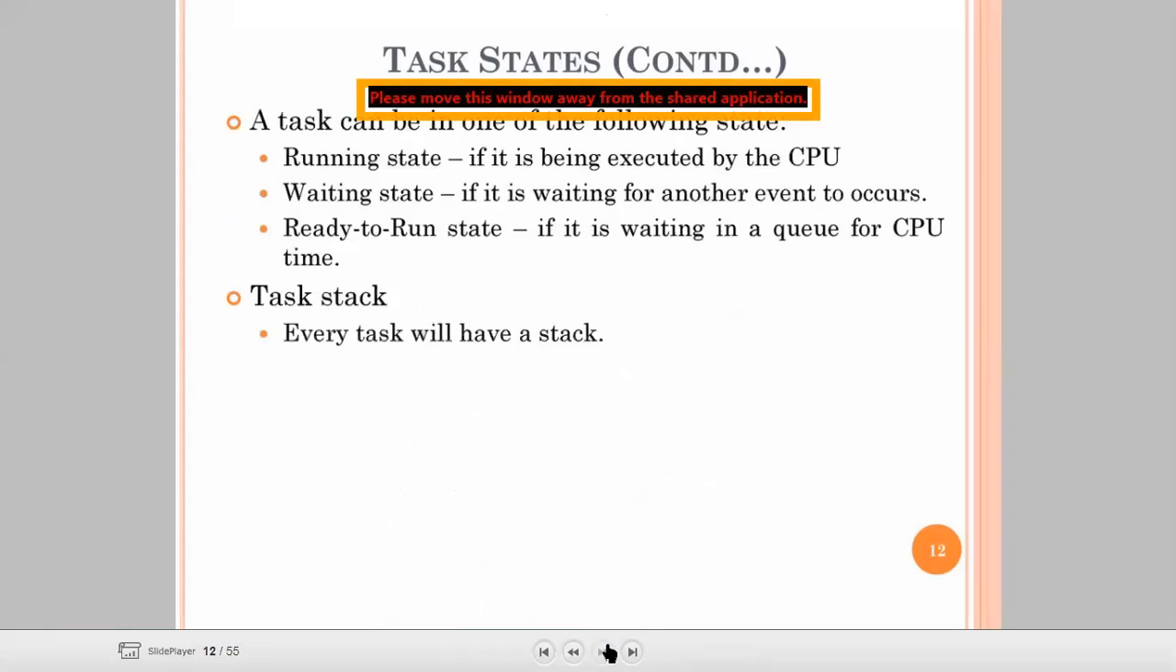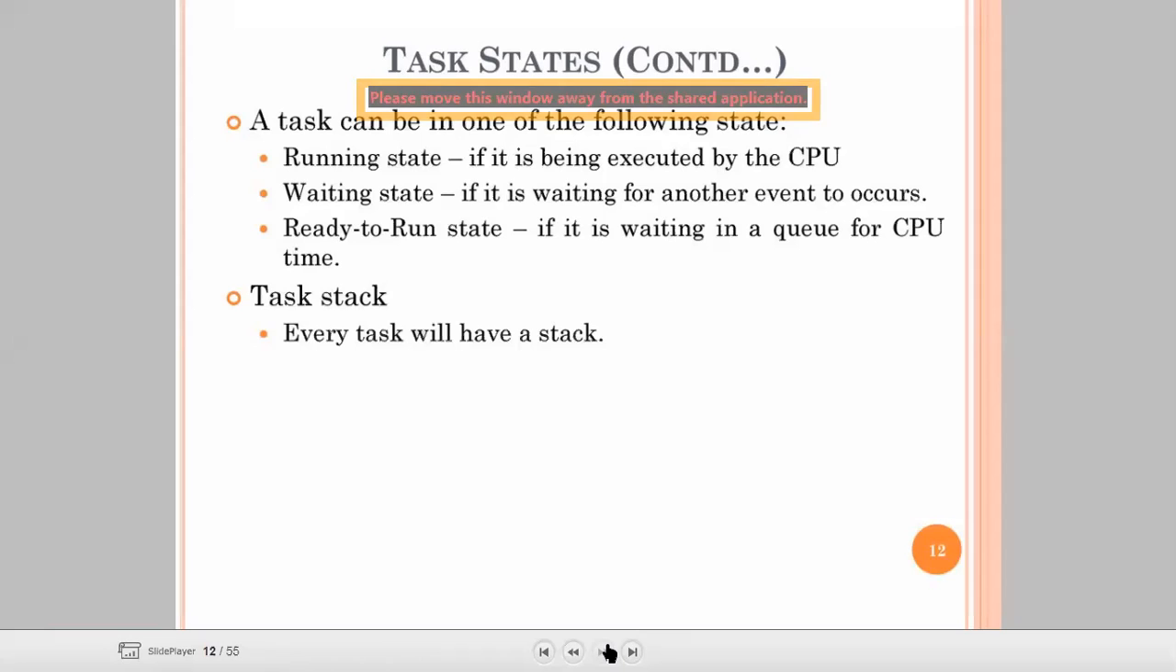If it is being executed by the CPU, that is called running state. A waiting state, if it is waiting for another event to occur, that is called waiting state. Ready to run state, if it is waiting in a queue for CPU time, that is called ready to run.